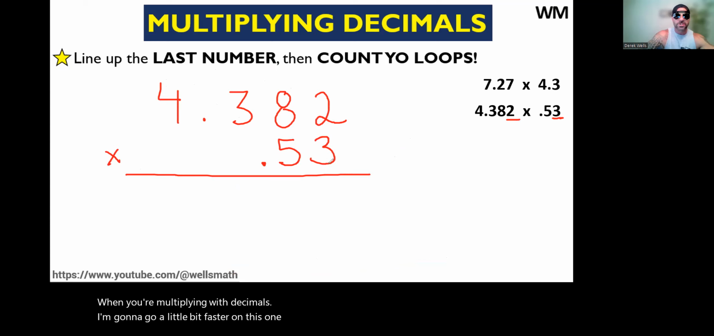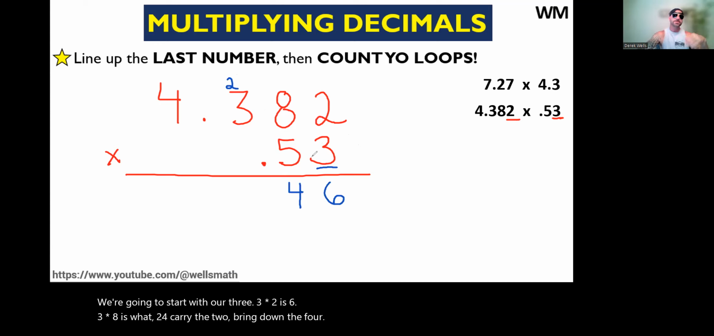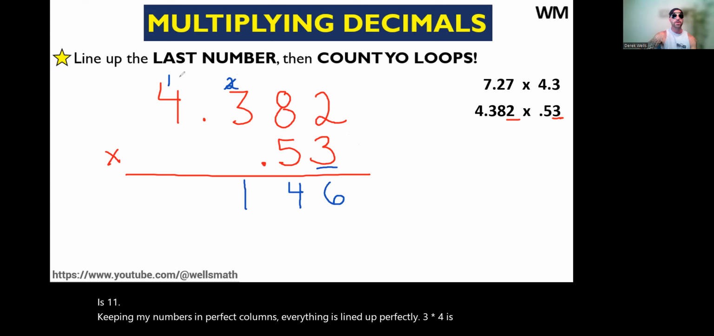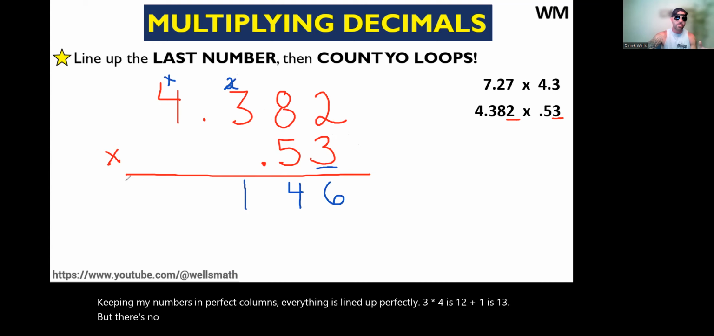We're going to start with our 3. 3 times 2 is 6. 3 times 8 is what? 24. Carry the 2, bring down the 4. 3 times 3 is 9, plus 2 is 11. Keeping my numbers in perfect columns, everything is lined up perfectly. 3 times 4 is 12, plus 1 is 13. There's no place to carry the 1, so we'll bring the entire 13 down.